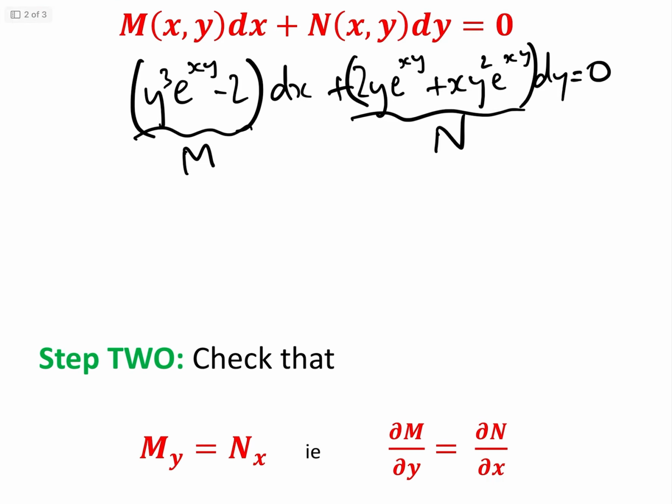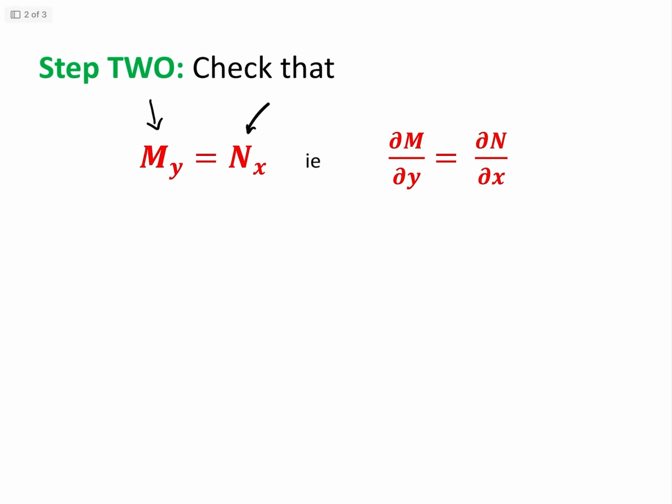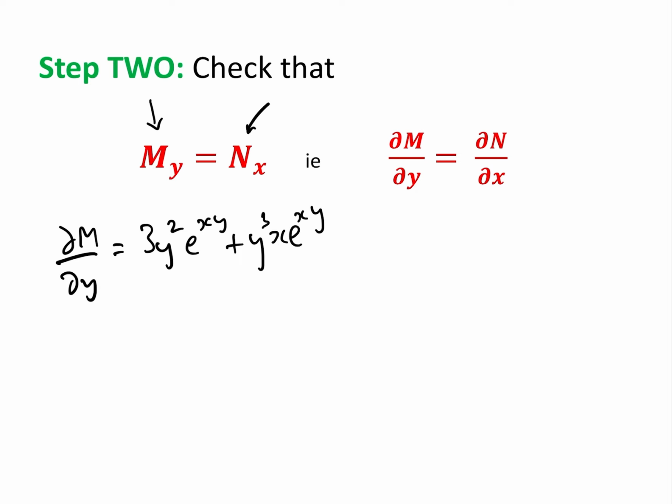Then the next step is we have to check that the partial derivative of M with respect to y is the same as the partial derivative of N with respect to x. So we need to differentiate that with respect to y, and we need to differentiate that with respect to x. So let's do that. dM dy is equal to 3y squared, just using the product rule, e to the xy add y cubed x e to the xy.